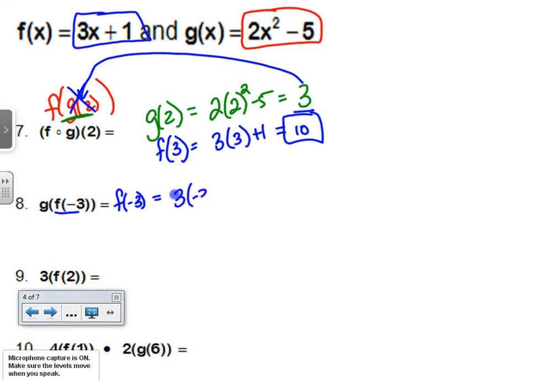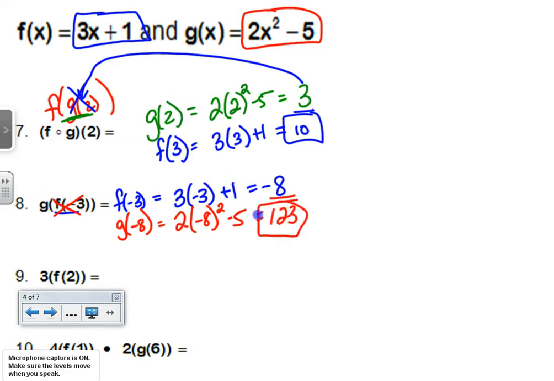So 3 times negative 3 plus 1 is negative 8. And then I'm going to take that number and put it into the next function, which is g. So using parentheses, oh, let's see here, that's 64, 123. And of course, check it on a calculator because I'm sure I made a mistake.